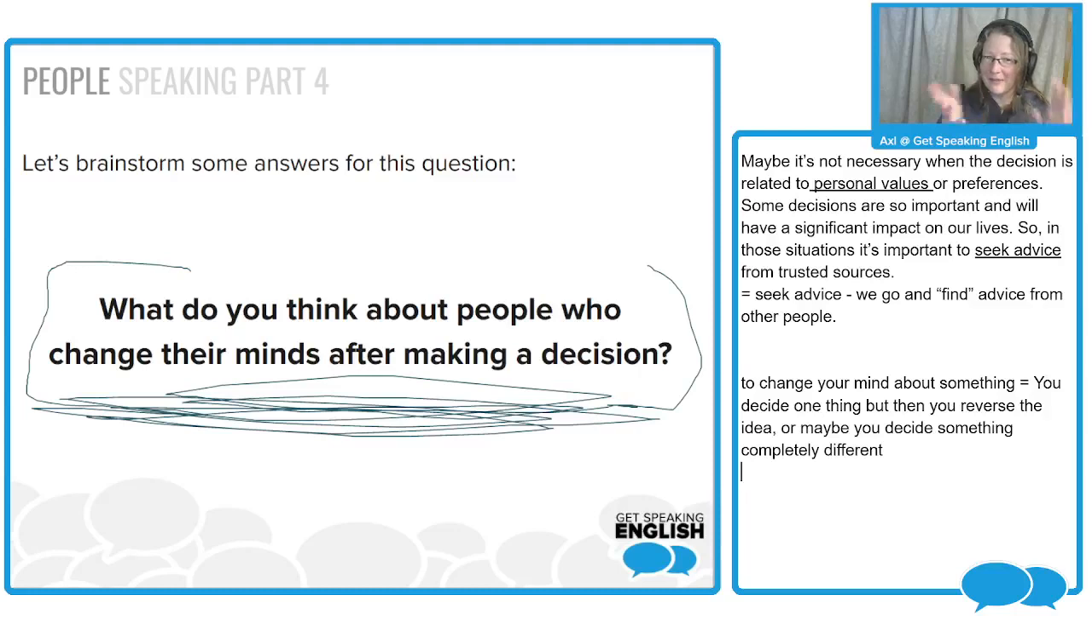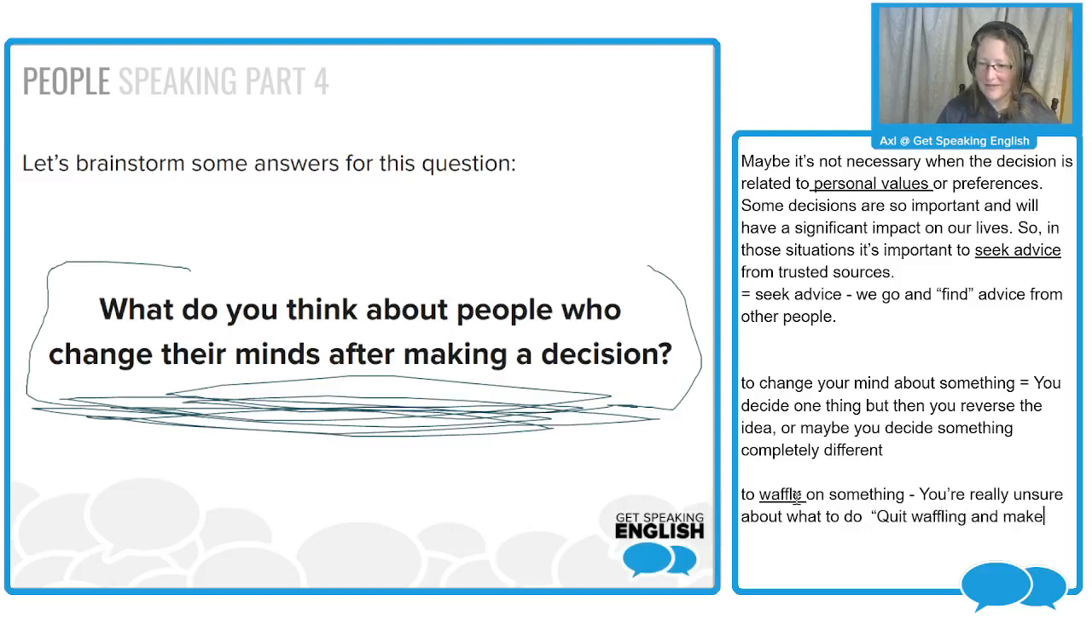Because some people really waffle. Oh, there's a word. To waffle on something means that you go back and forth. You don't really come to a concrete decision. So you're really unsure about what to do. And this is a very informal, very slang way to talk about something. Quit waffling and make a decision.